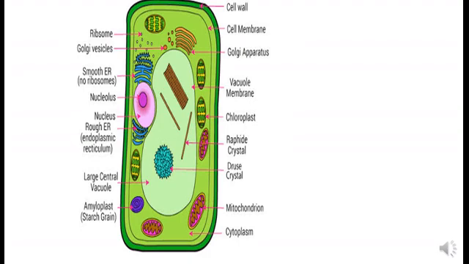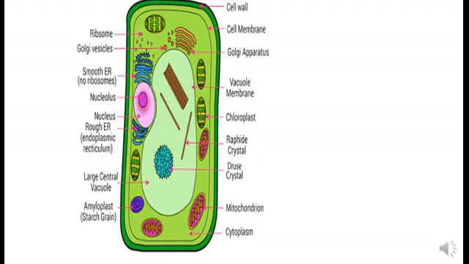This is the ultrastructure of a plant cell. So you can locate the plastid, that is chloroplast, and a huge vacuole, and the cell wall. This is the main difference between animal cell and plant cell.